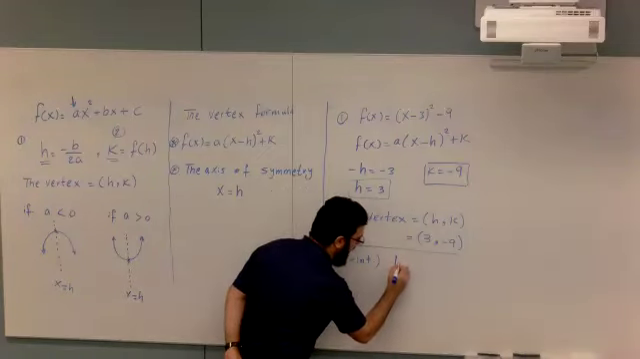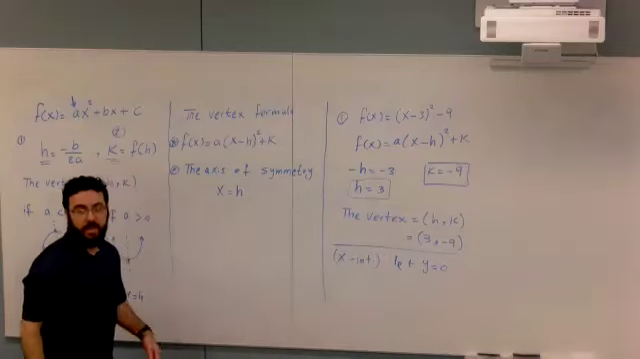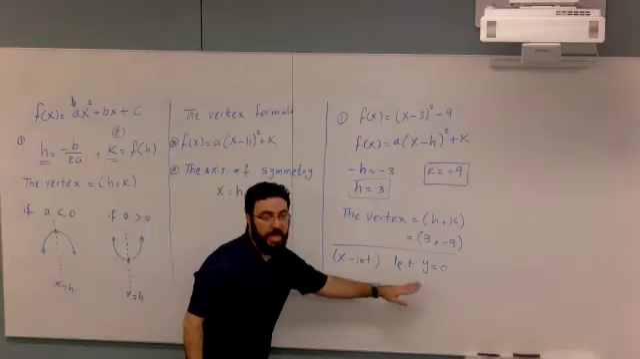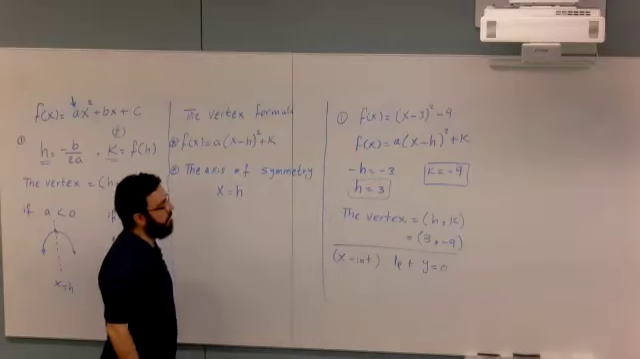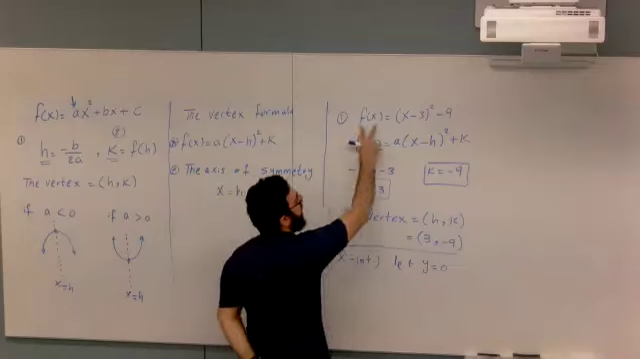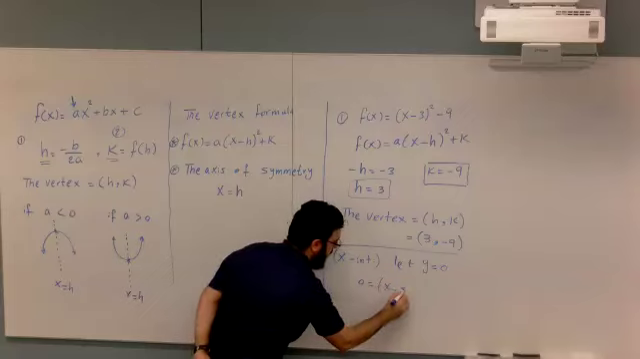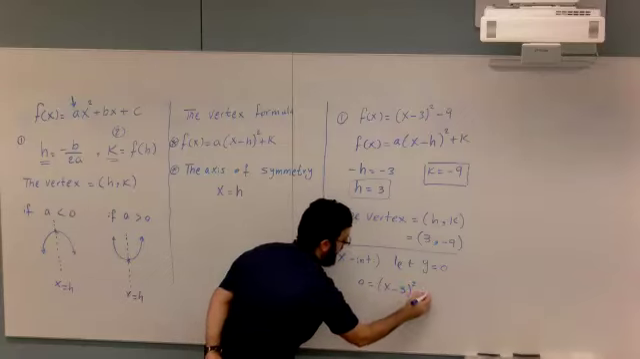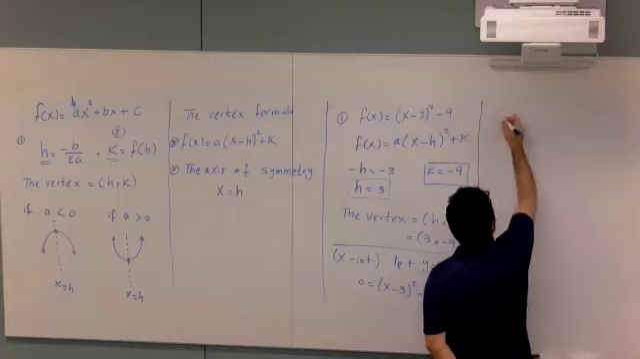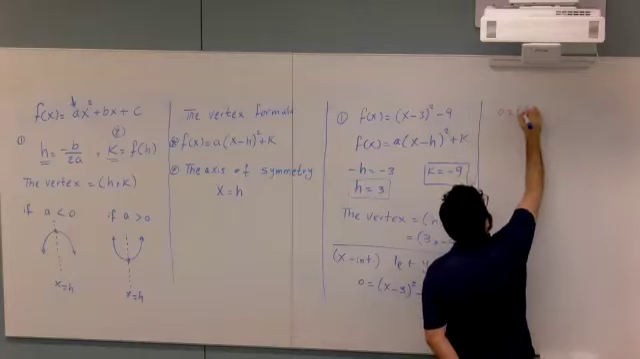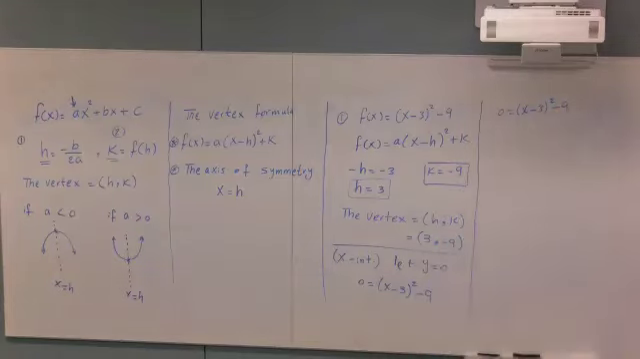To find the x intercept, you're going to let y equal 0. How are we going to find the x intercept? By letting y equal 0. So where is y here? F of x is the y. So I'm going to put 0 here for f of x: 0 equals (x minus 3) squared minus 9. Okay, so far. We're going to solve this one.